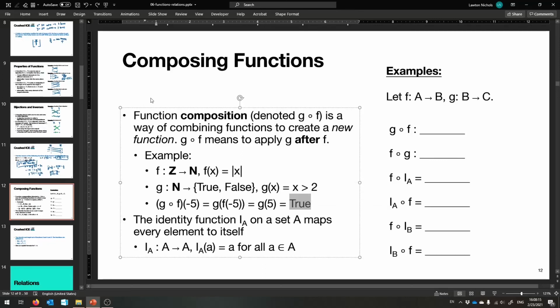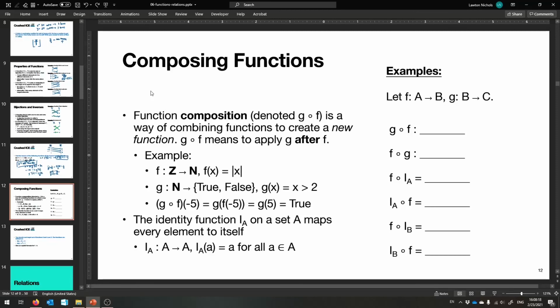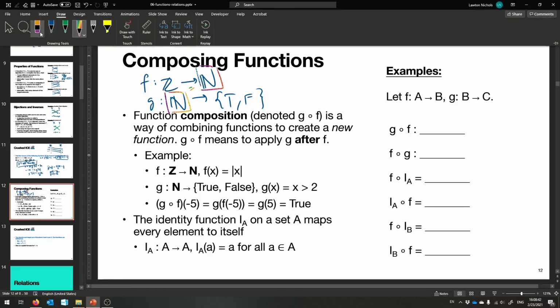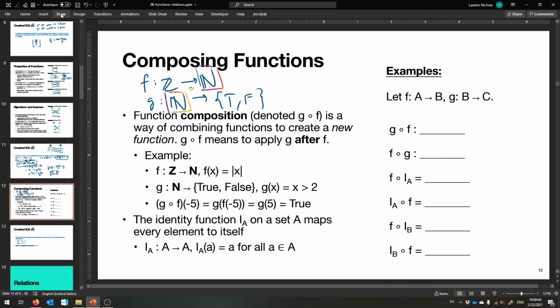And I want to stress that you have to have them match, okay? So if f is from Z to N, and g is from N to true false, and you want to compose, these better be the same. Boop and boop. Those must be equal. Okay? That is a requirement for function composition to happen. If that's not true, it doesn't happen. Okay? So that is that.